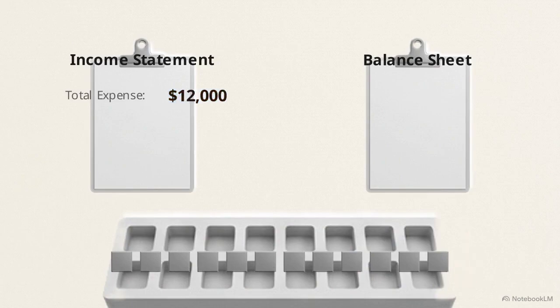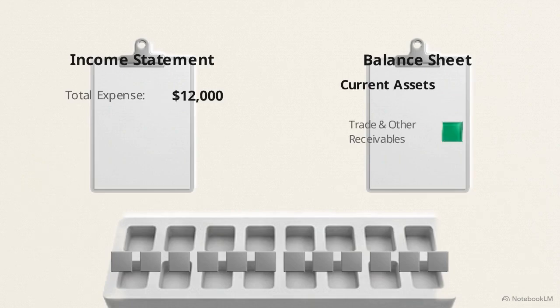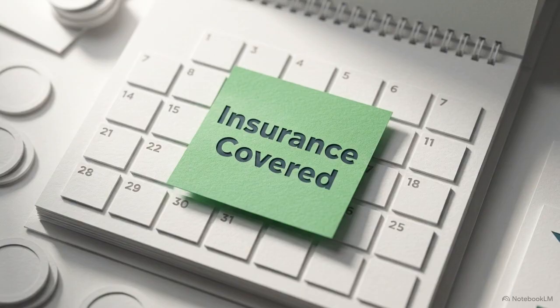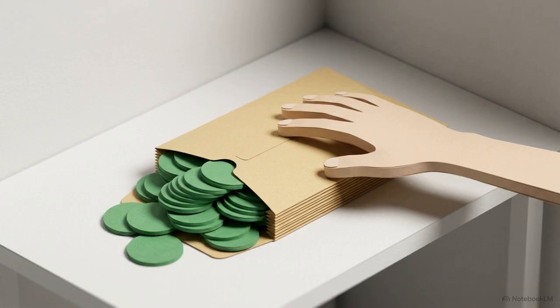We adjust the income statement by decreasing the total expense, removing the portion that belongs to next year. We then move that portion to the balance sheet as a current asset under trade and other receivables. This early payment is treated as an asset because the business now owns a benefit it will receive in the future.